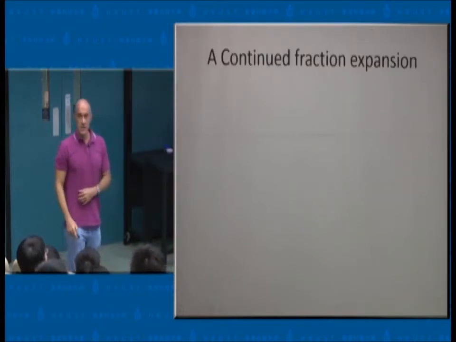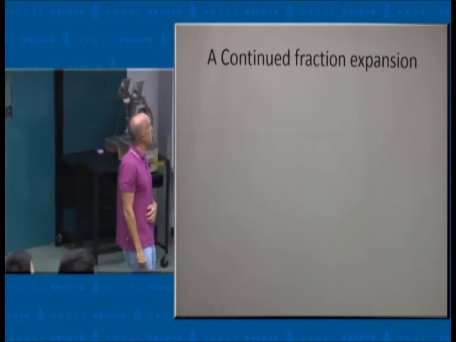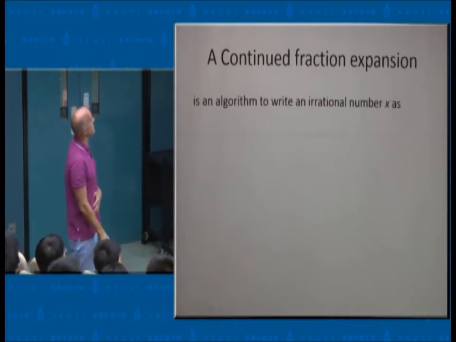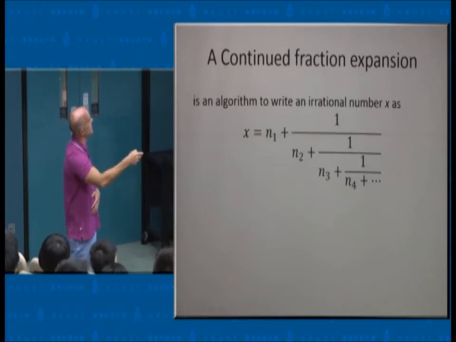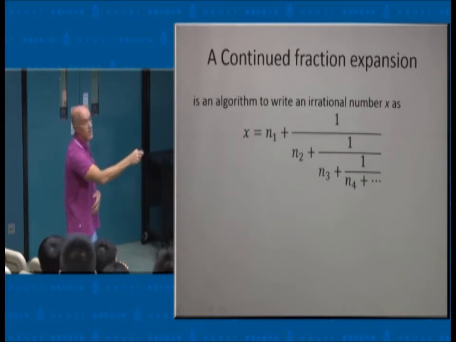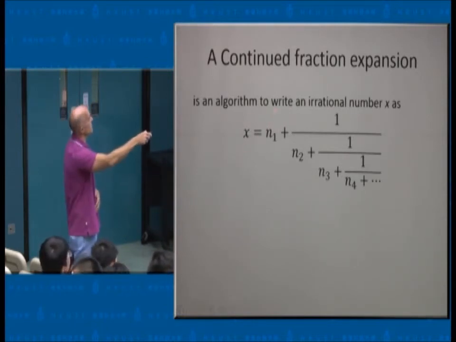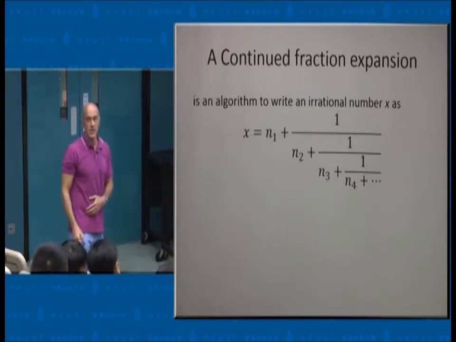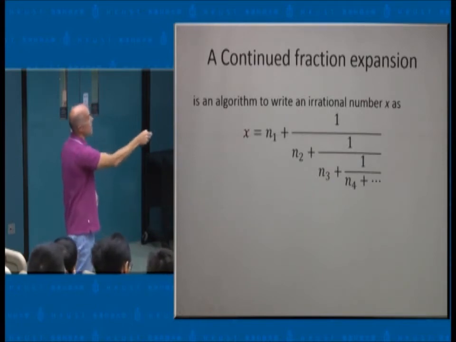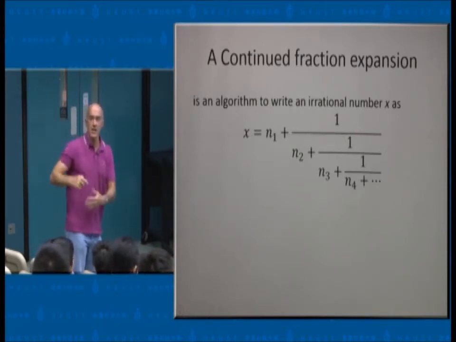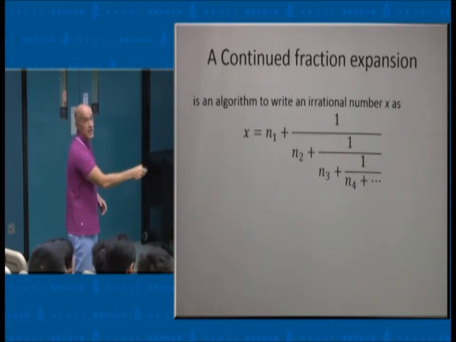Okay. I need to do some mathematics, introduce a new mathematical concept here. So this is the concept of a continued fraction expansion. This is an algorithm to write an irrational number x as what's called a continued fraction. So x is some number. So we write it as an integer plus 1 divided by an integer plus 1 divided by an integer plus 1 divided by an integer to infinity. Okay? This is an irrational number, so it has no representation as an integer divided by an integer. Okay? So it has to be infinite here.